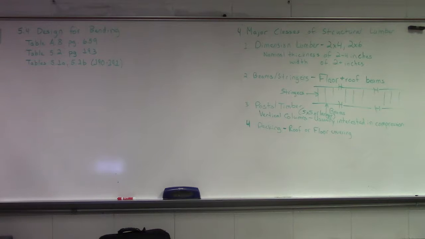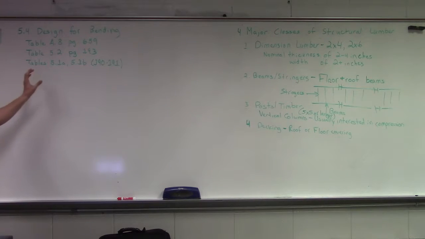From table A.8, you get your dimensions. That's where you're going to get your cross-sectional areas. It's where you're going to get your section modulus, which I'll explain in just a second. Table 5.2 gives you a correction based on the size of the member, which would be a check that we'll do at the end. I'll lay out the problem sequence here. And then tables 5.1A and 5.1B give you stress values for the different material types.